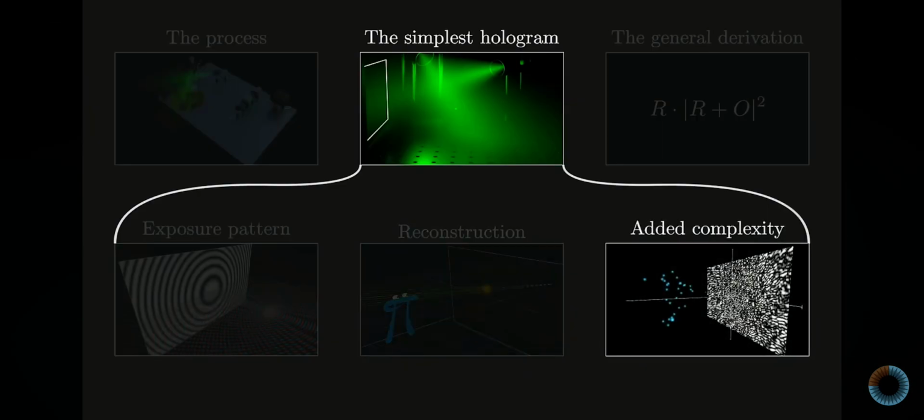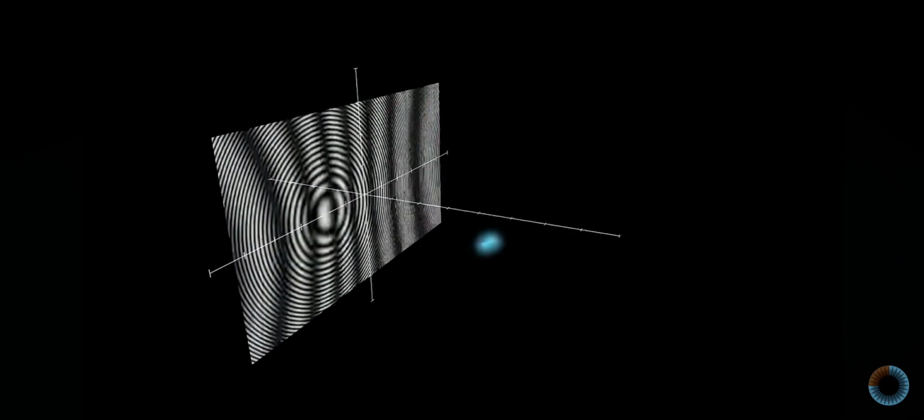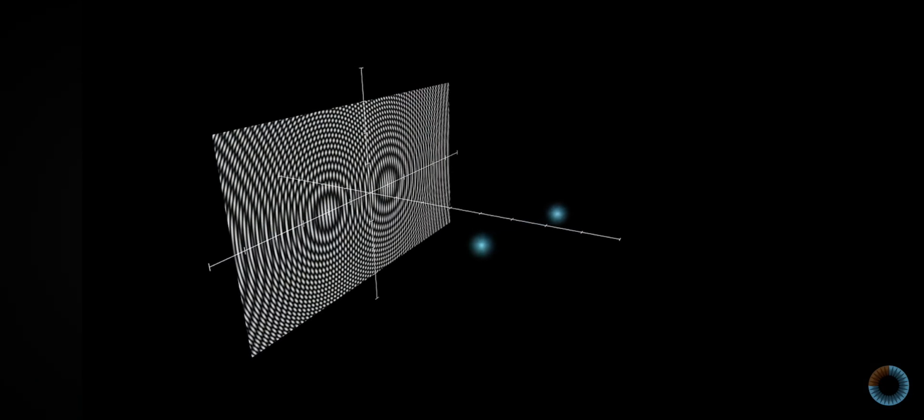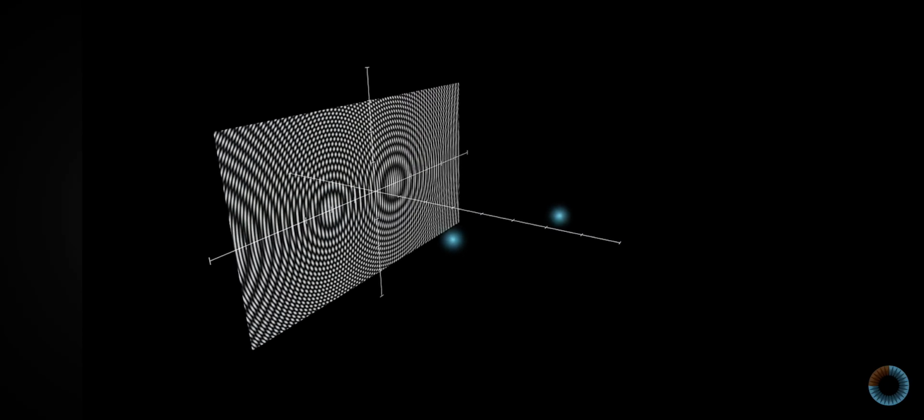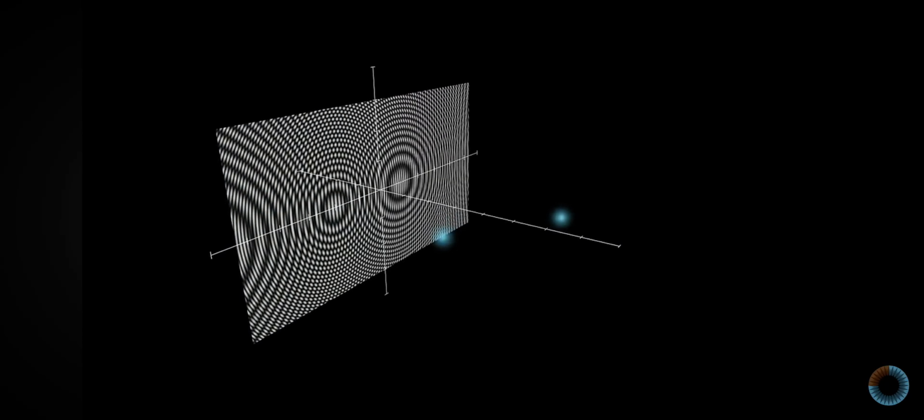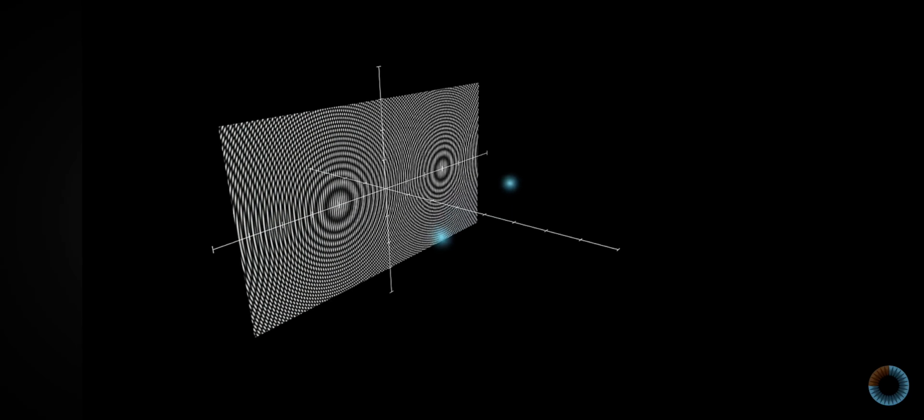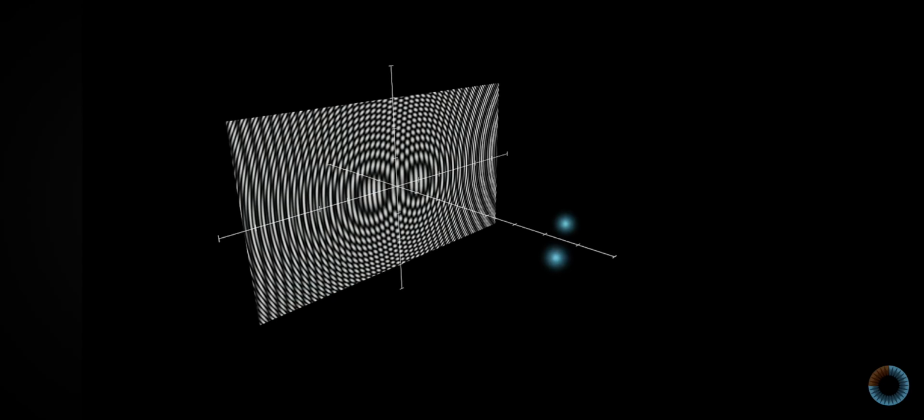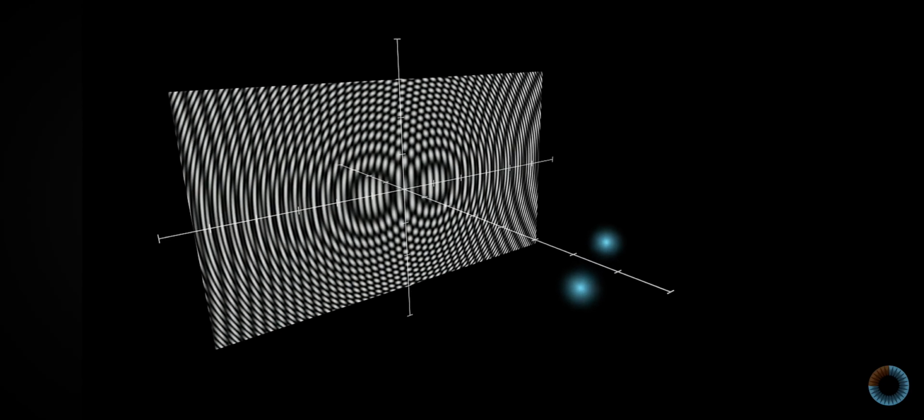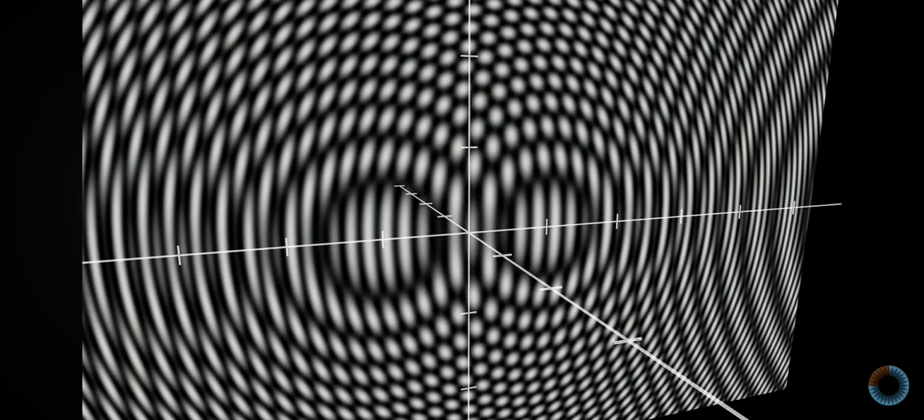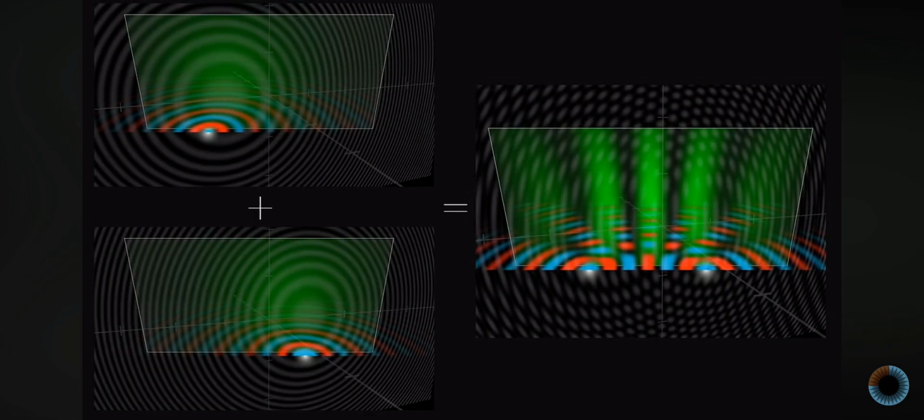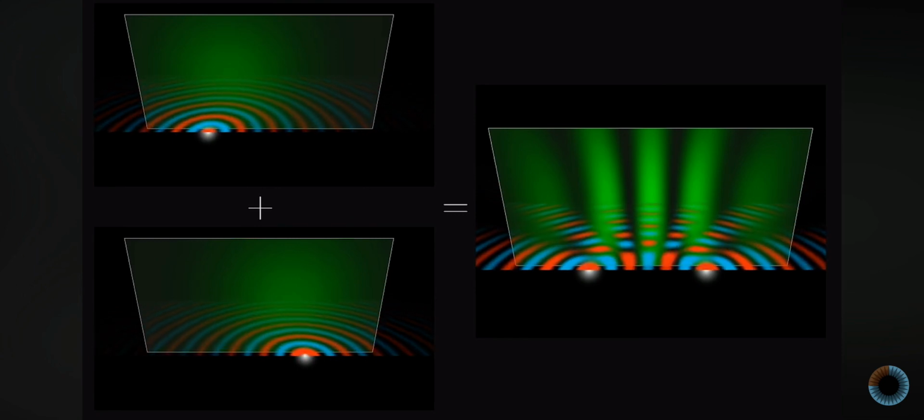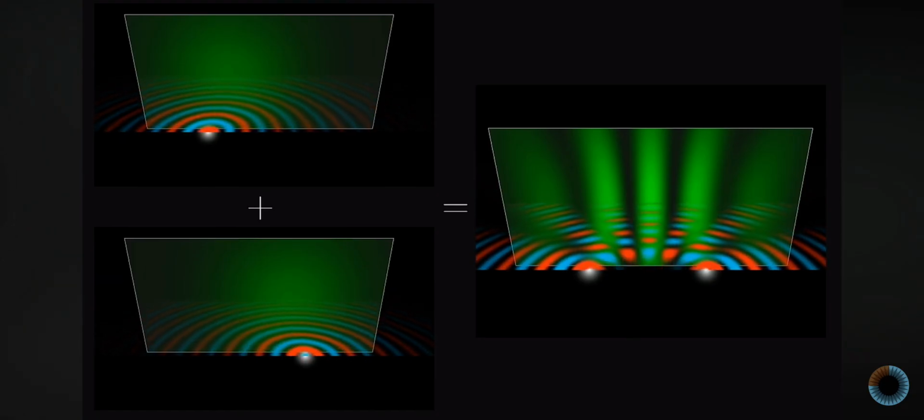A natural place your mind might go from here is to wonder about 2 such points in space. Right here is a simulation for what the resulting exposure pattern would look like. It's based on adding the 2 radial waves from those points together with a reference wave, and you can clearly tell that it's related to the zone plate associated with each one, effectively encoding 2 distinct 3D positions. But it is more complicated than simply adding the 2 individual patterns, in the same way that the double slit interference is more complicated than simply adding the brightness from each individual slit. The result depends on how the waves and their phases interfere.